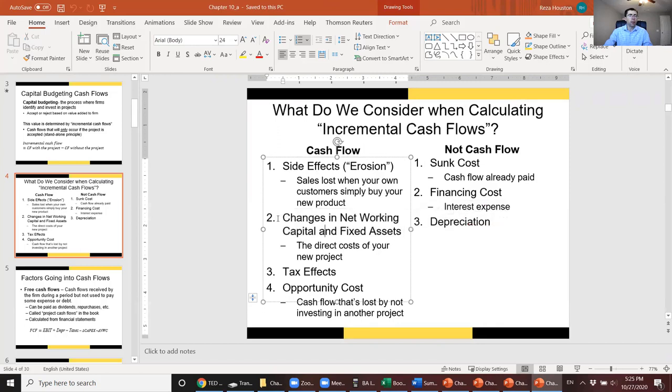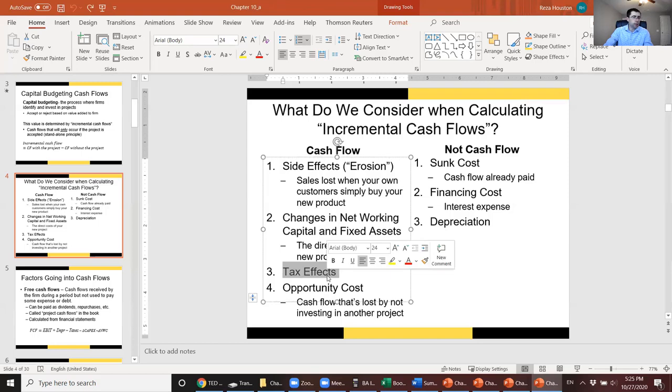Next, changes in net working capital and fixed assets. Essentially, if we're investing in new net working capital or fixed assets, that's going to take away cash flow or free cash flow. In other words, we're going to have to subtract out any changes in net working capital and any changes in fixed assets. We'll do that tomorrow morning.